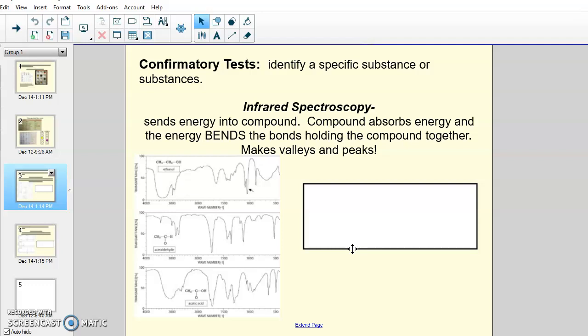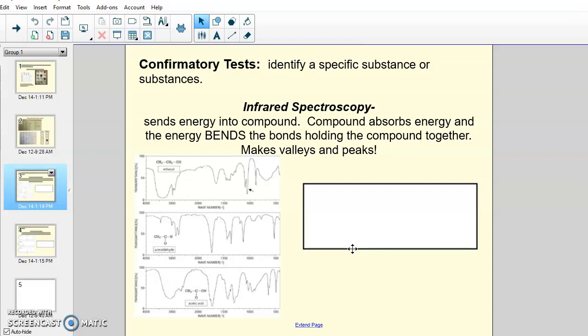Confirmatory tests are far more specific. They identify a specific substance or substances, and they can identify it down to basically the batch it was made in. So not only is this cocaine, but it was made in this area of the country. It was made with this cartel, so on and so forth. They can get very, very specific with the confirmatory tests.